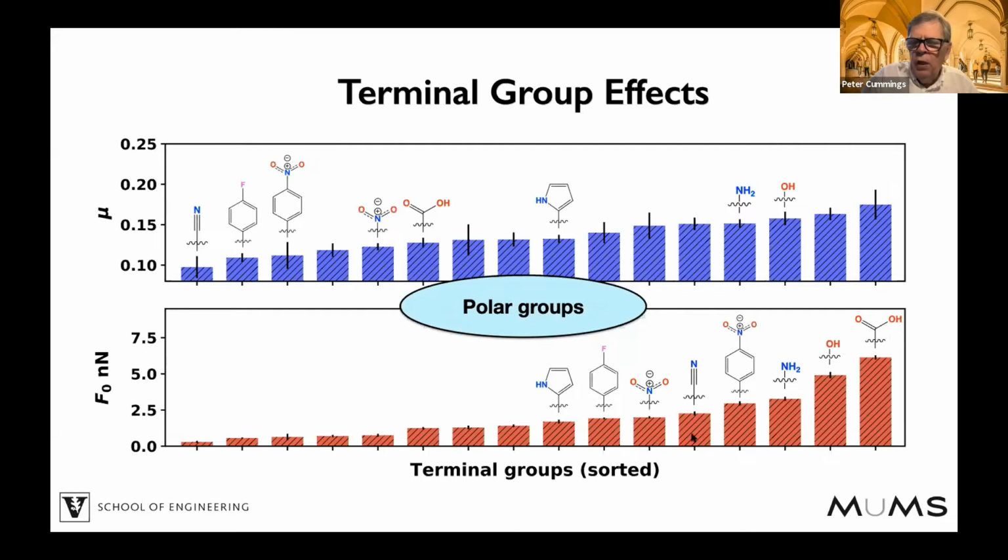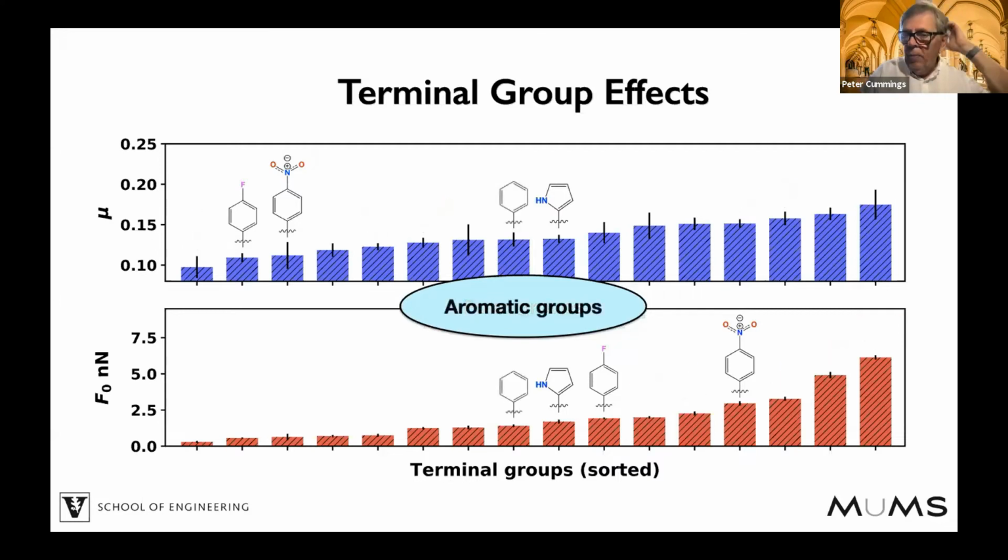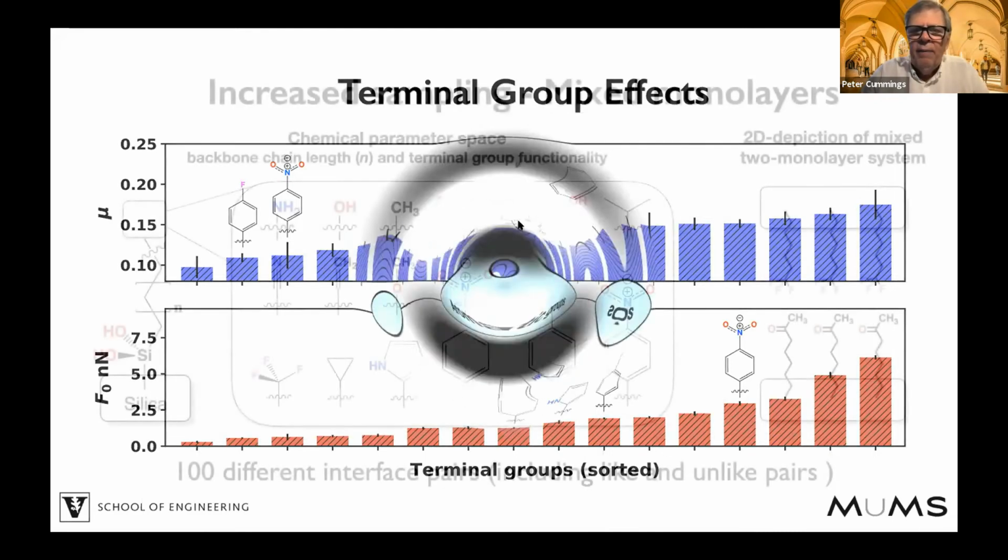Again, all the highest adhesion forces are polar molecules, but the polar molecules are all over the map, so to speak, in terms of the coefficient of friction. So simple explanations don't work here, at least in terms of the transport properties. We can look at aromatic groups, no big pattern there, and so on.